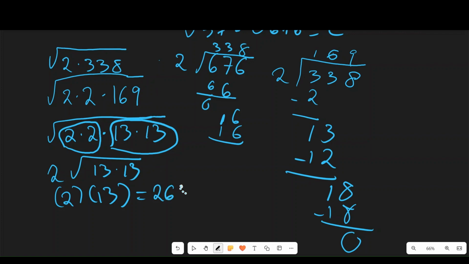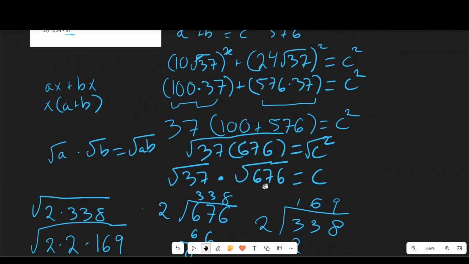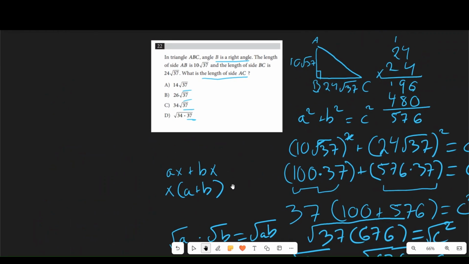So all of that is basically to say that the square root of 676 is equal to 26, right? So if we go back to our original problem, we basically had root 37 times root 676, but we figured out that that actually is equal to 26 times the root of 37, and you will see that this is our answer choice B.